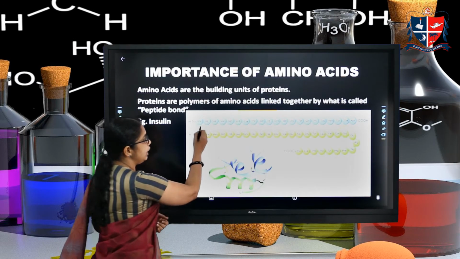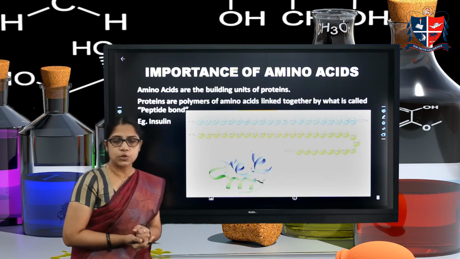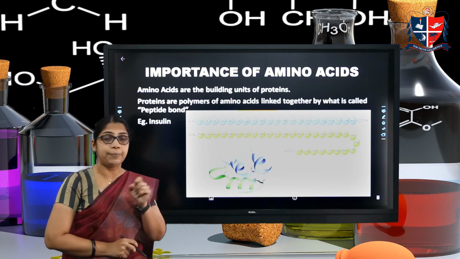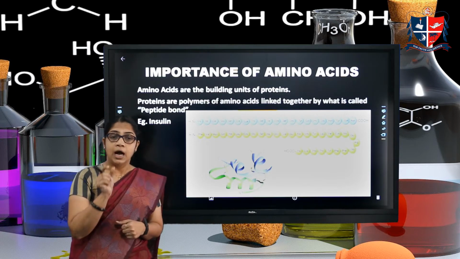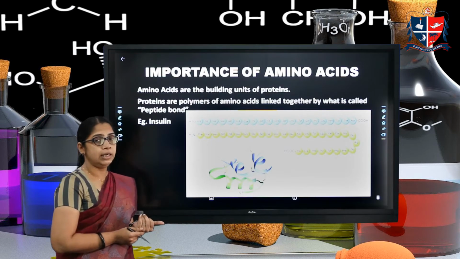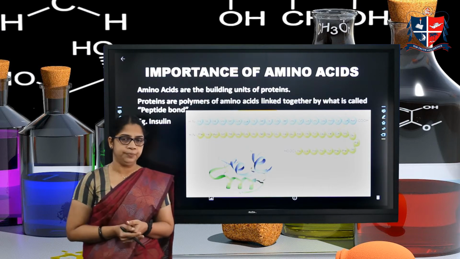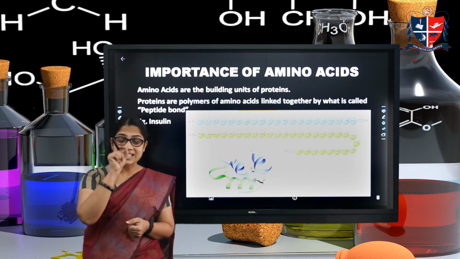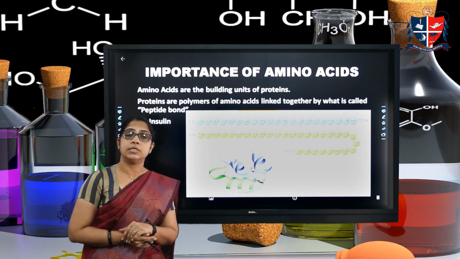And here you can see different amino acids. They are connected together in a particular fashion, which forms insulin. Amino acids are generally represented by a three-letter symbol. The first three letters are used to represent the amino acid. For example, glycine is represented as GLY. Another amino acid, cysteine, is represented as CYS. In this way, the amino acids are represented.